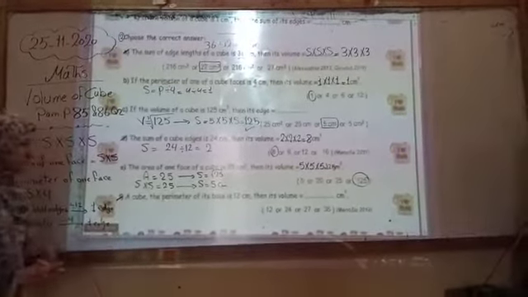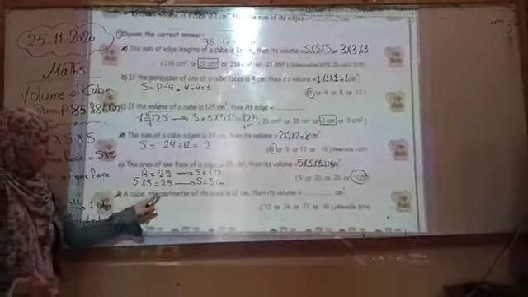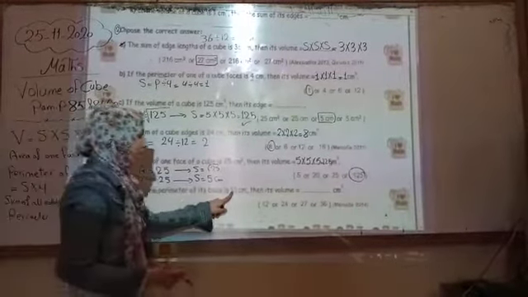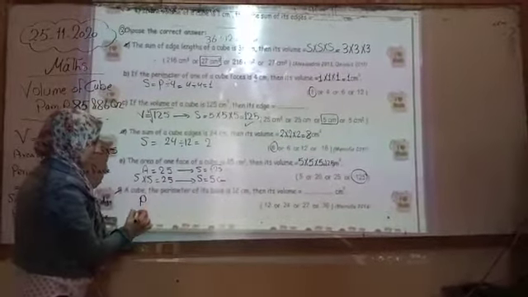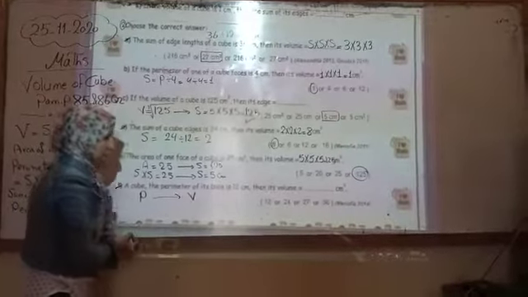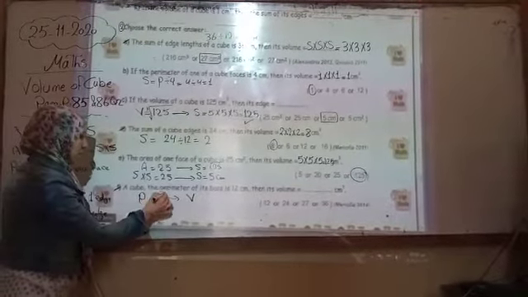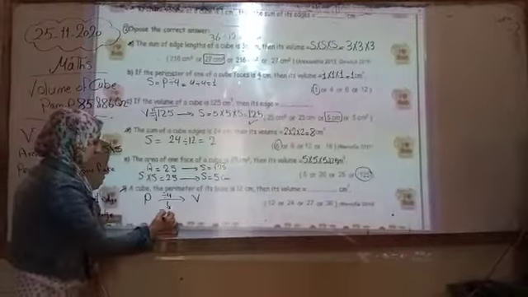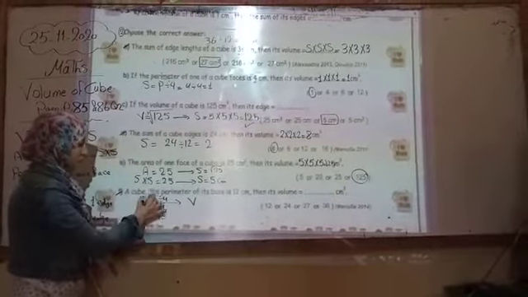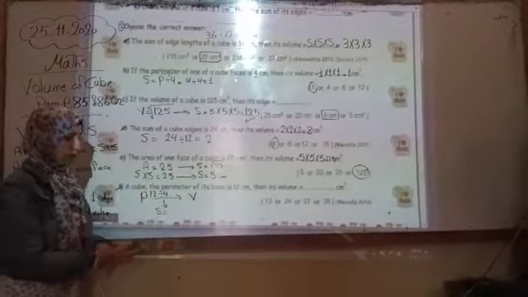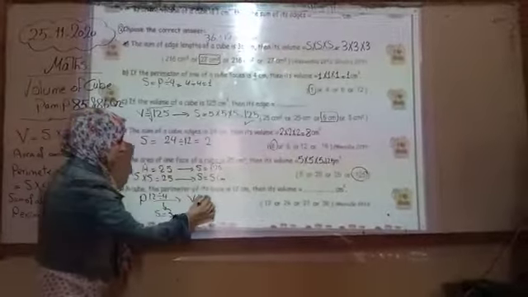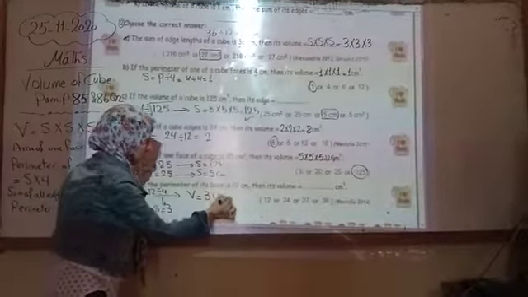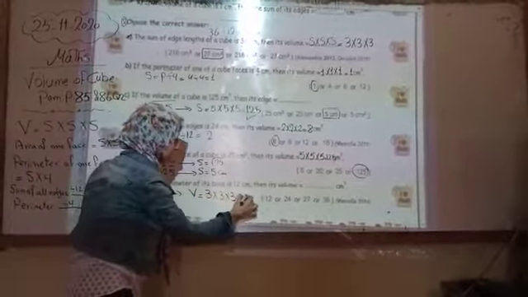F, a cube, the perimeter of its base is 12. We have the perimeter, and I want the volume. How? Make divided by 4 to get the side. Perimeter equals 12. 12 divided by 4 is 3. The volume will be 3 by 3 by 3 equals 27.